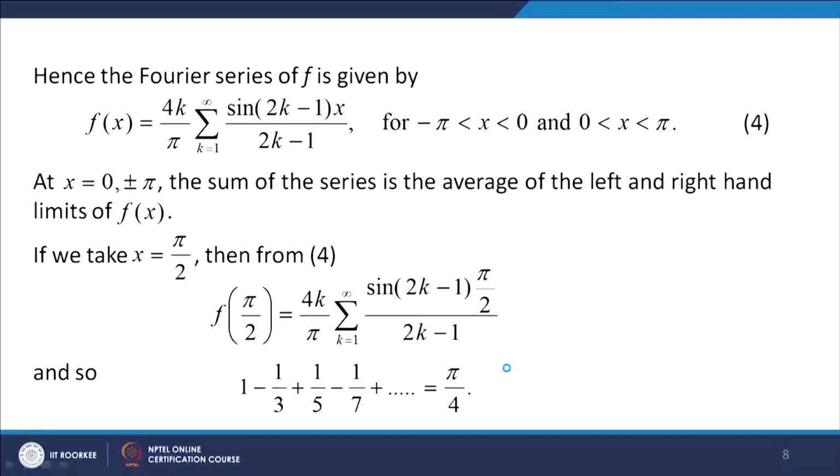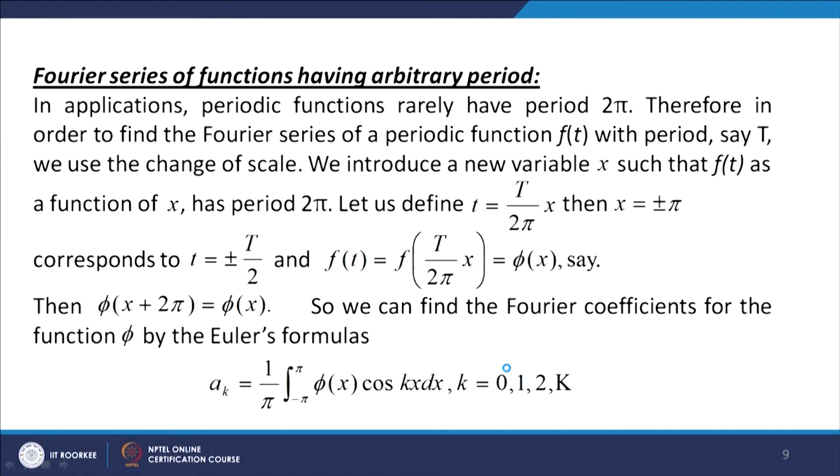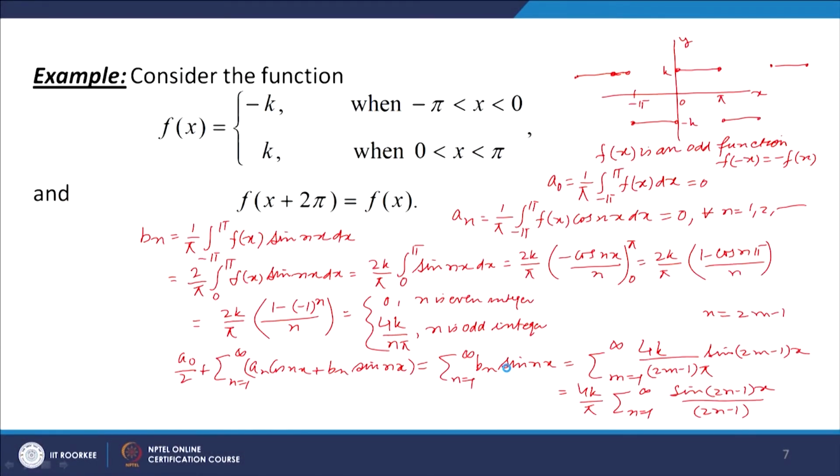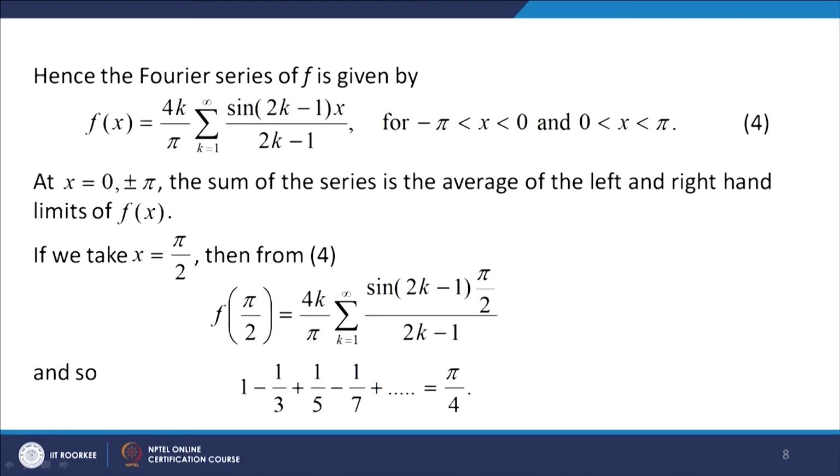Suppose I take x equal to pi by 2. At x equal to pi by 2, what do we notice? At x equal to pi by 2, the function is continuous and takes value k. So, since the function is continuous, f x will be equal to this series. So, we will have f pi by 2 equal to 4k over pi, sigma n equal to 1 to infinity sin (2n minus 1) into pi by 2 over (2n minus 1).